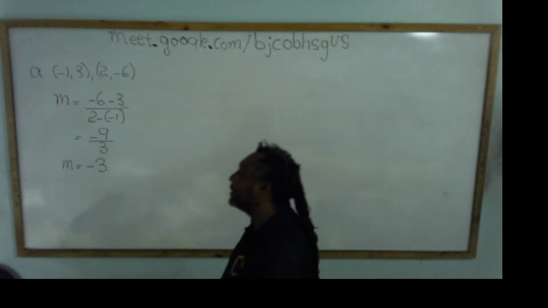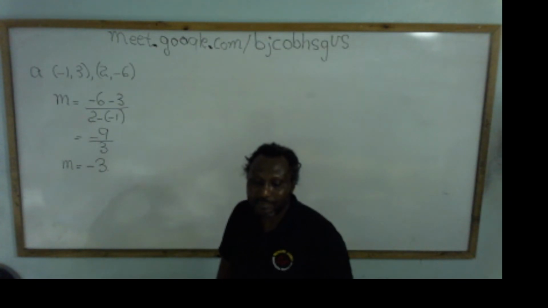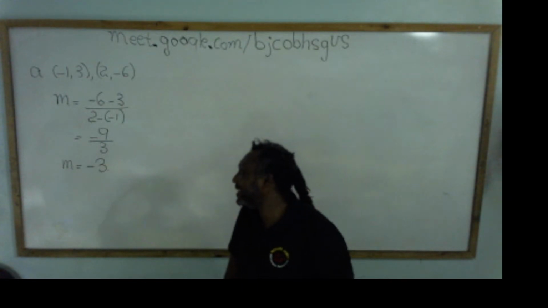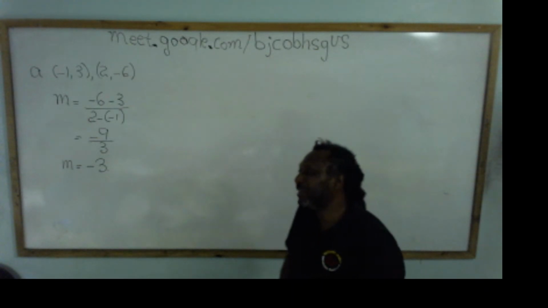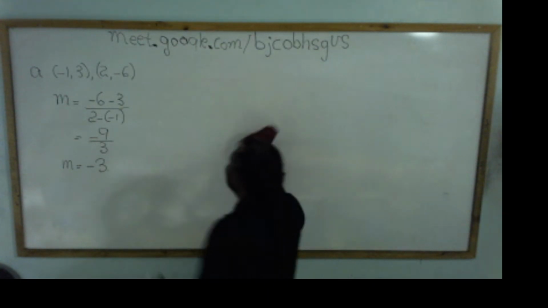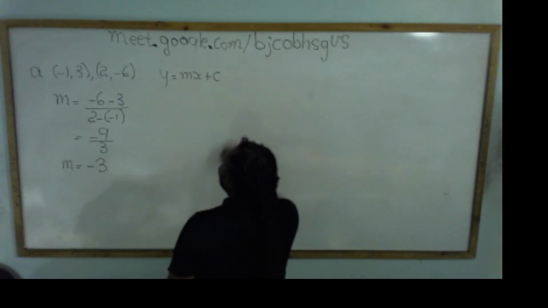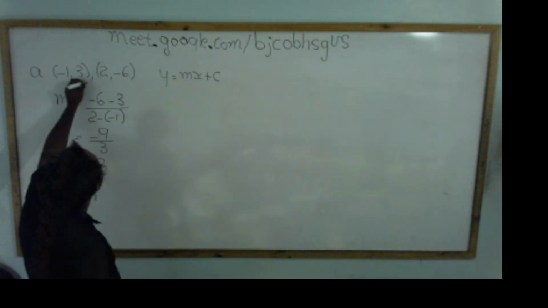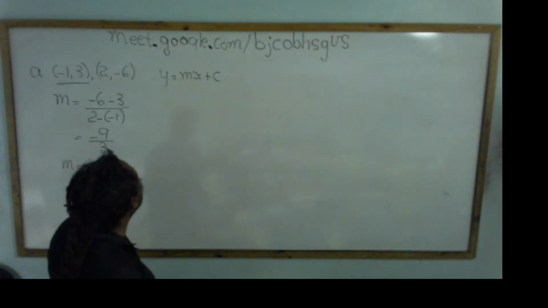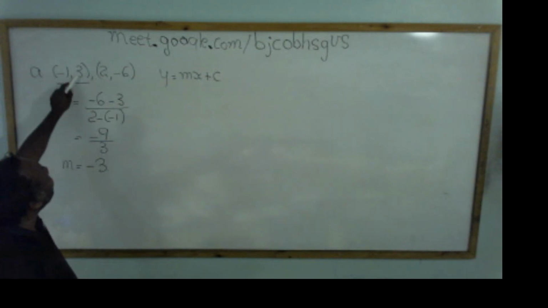Now we need to find the equation of a straight line. And of course we have 2 methods for finding the equation of a straight line. y is equal to mx plus c, which is your favorite, and my favorite is y minus the value of y is equal to gradient times x minus the value of x. So let me say y is equal to mx plus c. I'm going to use the first point. For this pair of coordinates, we have an x value and a y value.